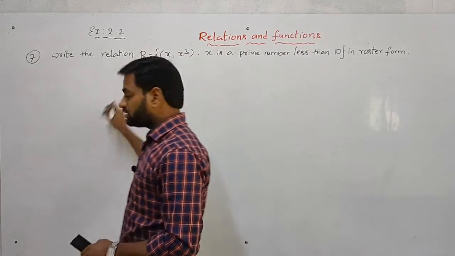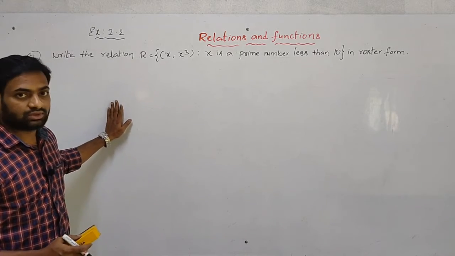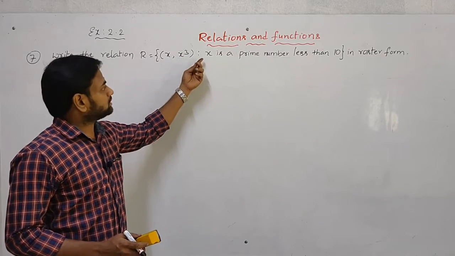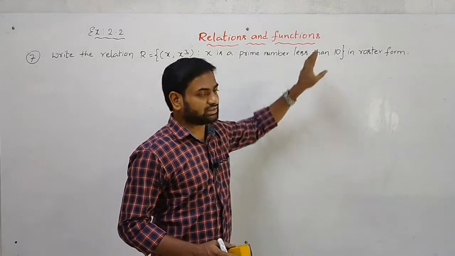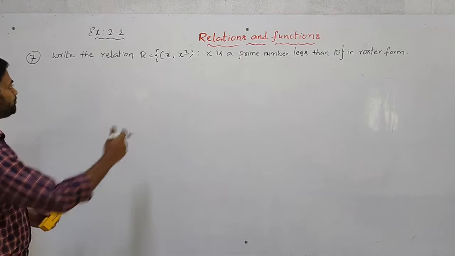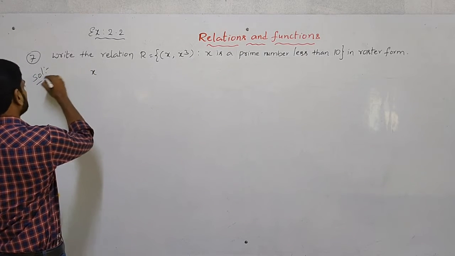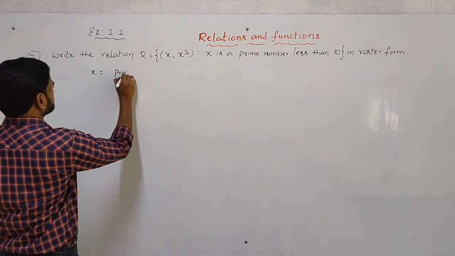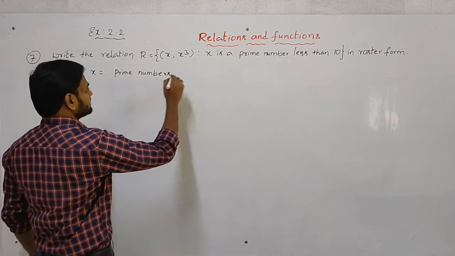Seventh one. Write the relation R equal to the set of pairs (x, x cube), where x is a prime number less than 10. We have to write it in roster form. So what are the x values here? X equal to prime numbers less than 10.